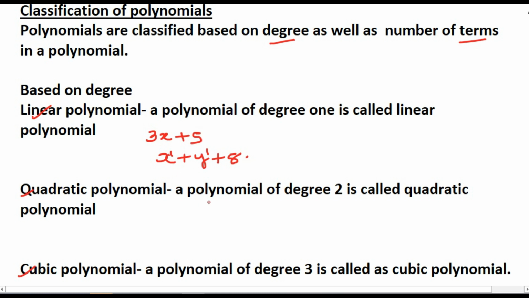Same way, a polynomial of degree 2 is called a quadratic polynomial. For example, x square plus 5x minus half. This is a quadratic polynomial because the degree is 2. Same way, I can write xy plus yz plus xz. This is also a quadratic polynomial with degree 2.